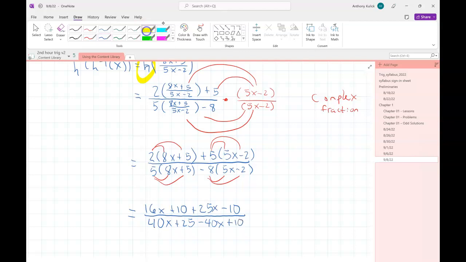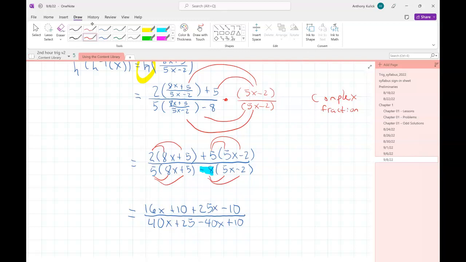So I want to point out to you that the place that we have to be careful is when we're distributing. We want to make sure we're distributing a negative 8. That negative sign needs to go with the 8 when we do that distribute. Easy thing to forget.